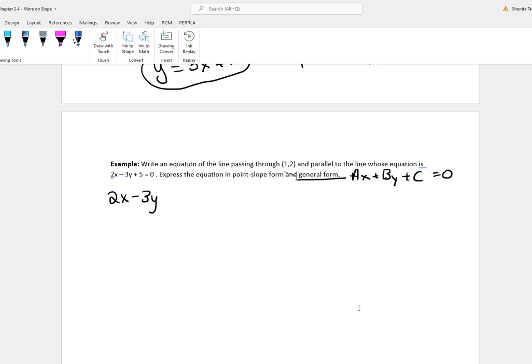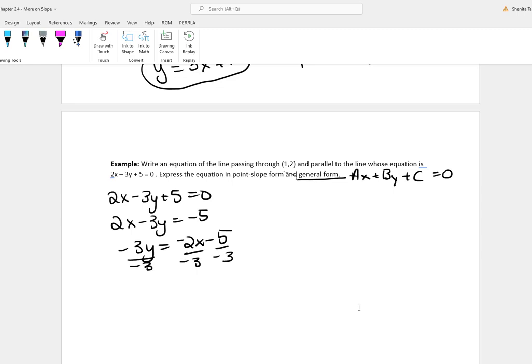Alright, so first let's go ahead and figure out the slope of this line. The first thing I'm going to do is I'm going to subtract 5 from both sides. Then I'm going to subtract 2x from both sides. And then I'm going to divide everything by -3. I get y is equal to 2/3 x plus 5 over 3. The reason why this is positive, you have a negative over a negative. So this is your slope, the 2/3.